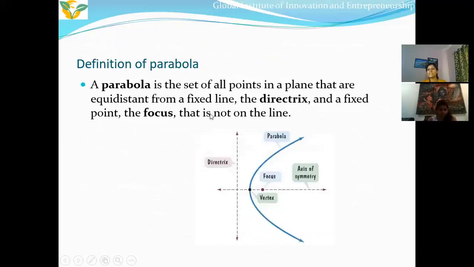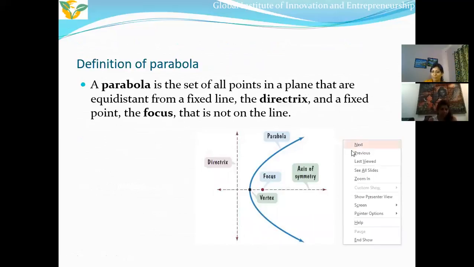So first of all, we'll study the definition of the parabola. That is, a parabola is a set of all points in a plane that are equidistant from a fixed line, the directrix, and a fixed point, the focus, that is not on the line.